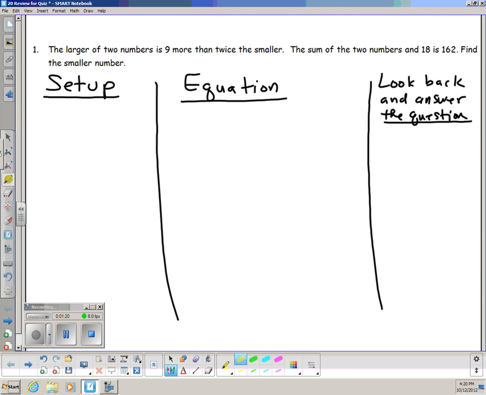Number 1 says, the larger of 2 numbers is 9 more than twice the smaller. That sentence needs to be translated into algebra. The key is you look at the end of the sentence. The thing that comes at the end, we're going to call that x, because that's what everything is in terms of in this sentence. The larger of 2 numbers is written in terms of the smaller. So at the end of the sentence, you will find your x. And in our setup column, we're going to write x equals the smaller number.